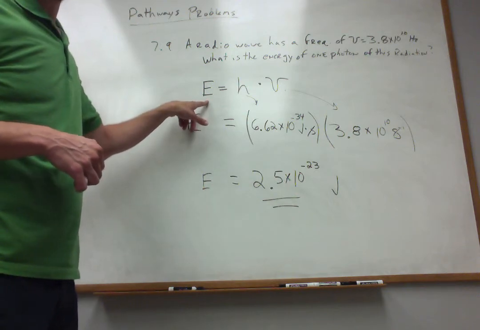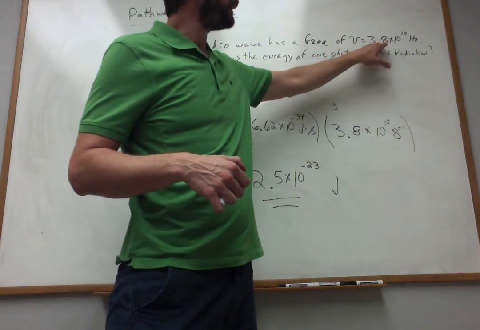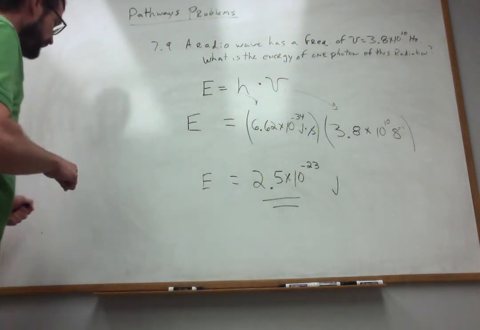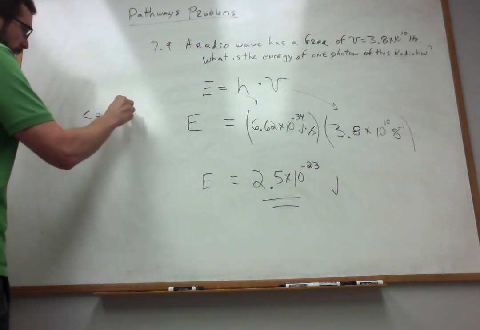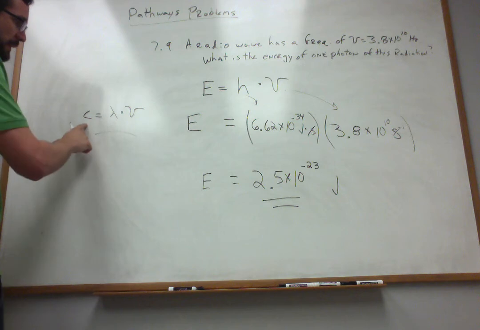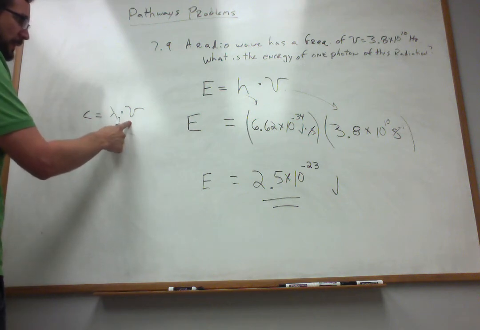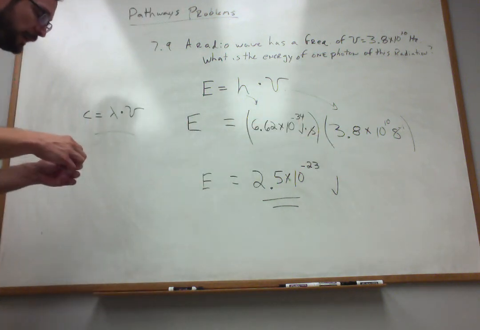If I wanted to make this a little bit more difficult, I could have, instead of giving you a frequency, given you a wavelength. But that's not too much more difficult, because then you just need to use this relationship, speed of light equals frequency times the wavelength, to figure out what the frequency is. And once you get the frequency, you can plug it in here and solve, okay?